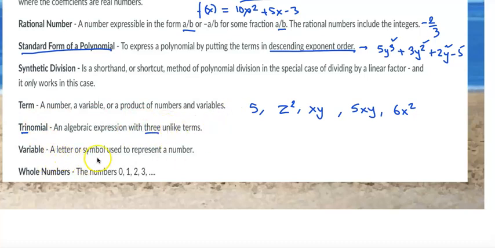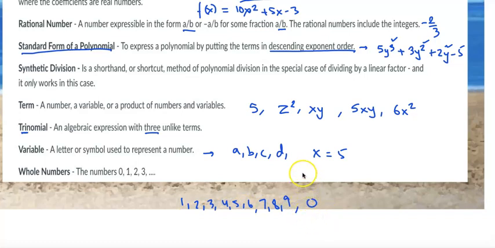Variable, a letter or symbol used to represent a number. This means all your alphabets A, B, C, D. Whenever I write like this, x is equal to 5, these all are letters which are used to represent a number. And whole numbers are what? Whole numbers start from 0: 0, 1, 2, 3. Along with this, there is something called natural numbers. Natural numbers are what? 1, 2, 3, 4, 5, 6, 7, 8 and 9. But when you include 0 over here, now this is known as whole numbers.